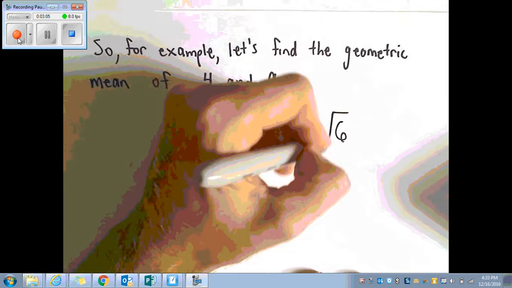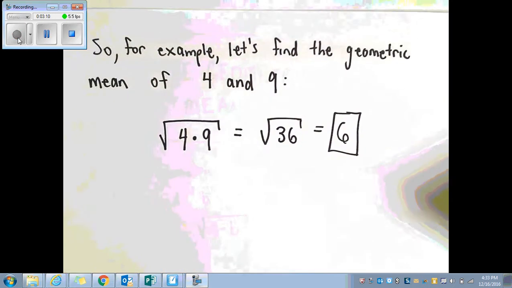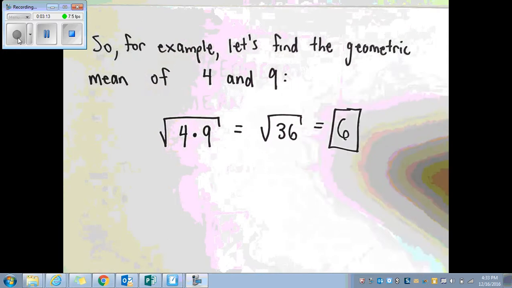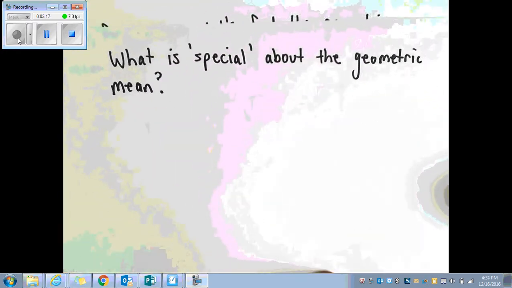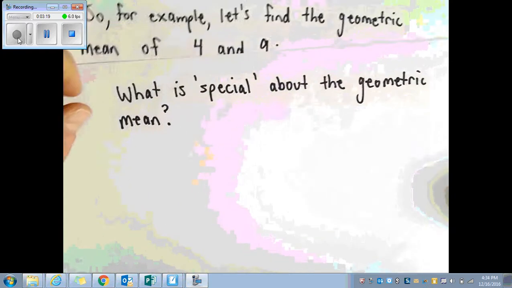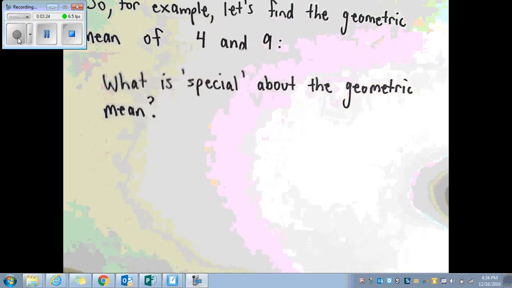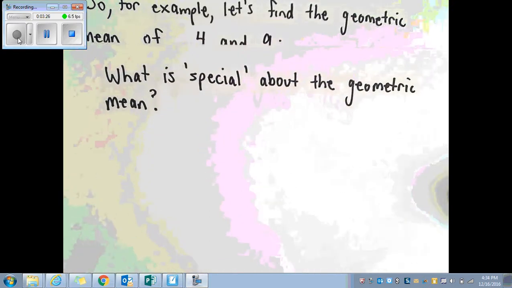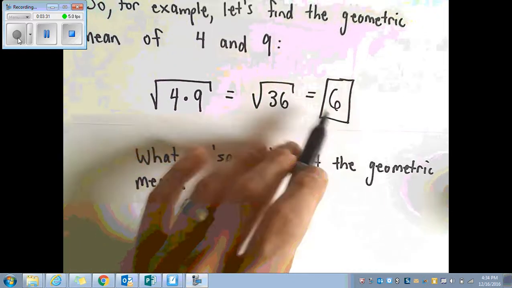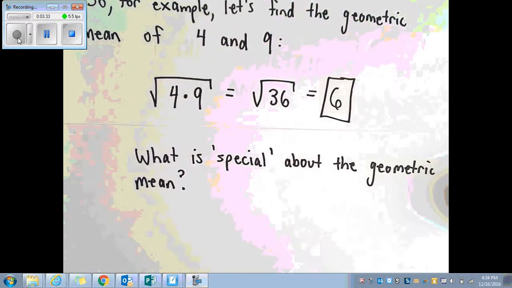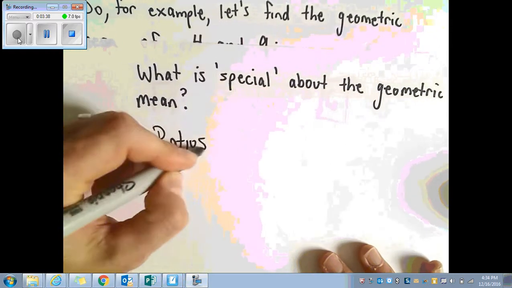Geometric mean of the numbers 4 and 9, the geometric mean is going to equal 6. So, what's special about the geometric mean? I think an arithmetic mean is the middle point, right? And you find an arithmetic mean if you want to find, for example, your average grade on 2 tests. So, what does this number 6 represent in relation to 4 and 9? Well, it has to do with ratios.